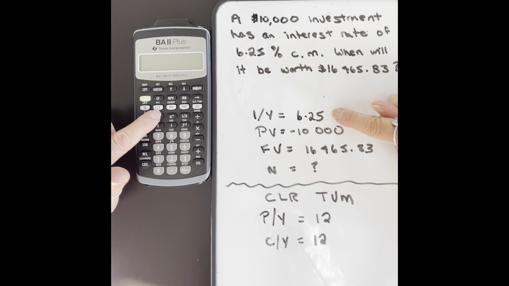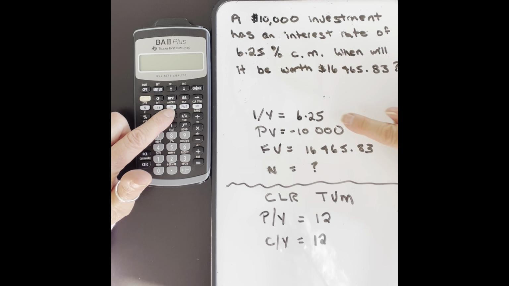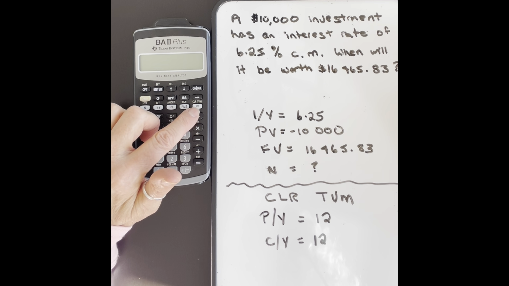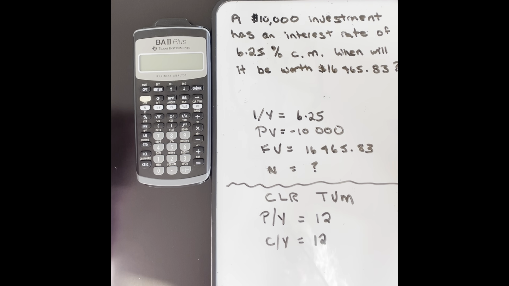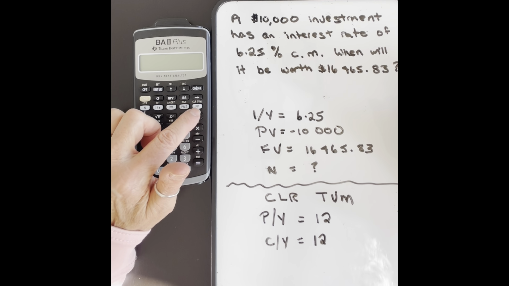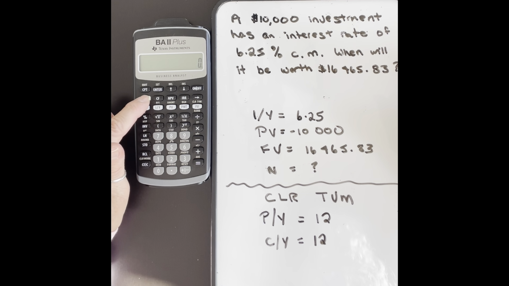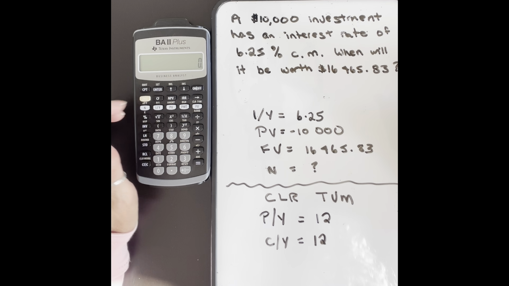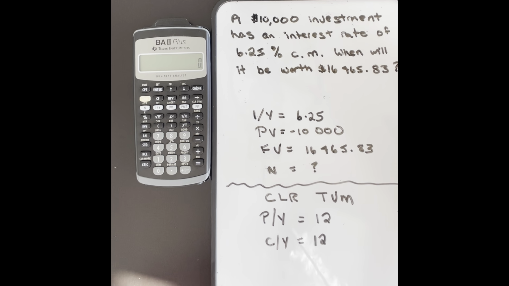We know the interest per year is 6.25, and we can write it as 6.25 rather than a decimal. Present value is 10,000. We make present values negative. And this represents future value, which is $16,465.83. To start, we're going to press the Clear TVM button, which is above the Future Value button. So go Second Function, Clear. That clears any other work that might be in there from previous questions.